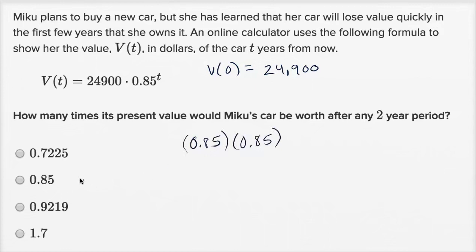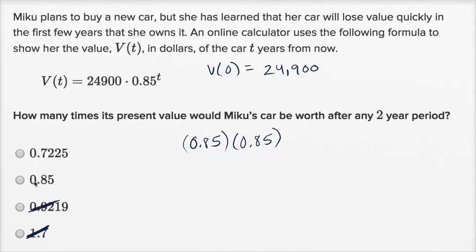But before we even do that, let's look at the choices. We're clearly going to decline in value. So after a 2-year period, my car is not going to be worth 1.7 times its present value. It's not going to go up in value. We know that after every year, my car only retains 85% of its value. So after 2 years, there's no way it's going to retain 92.19% of its value. So it's not going to be it.